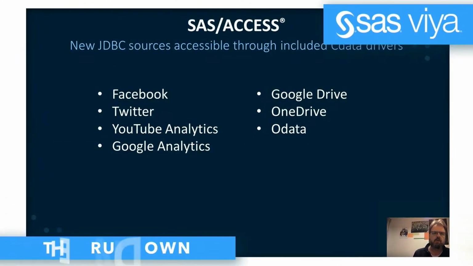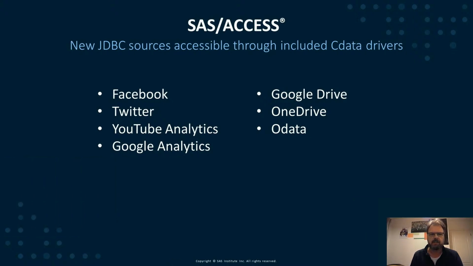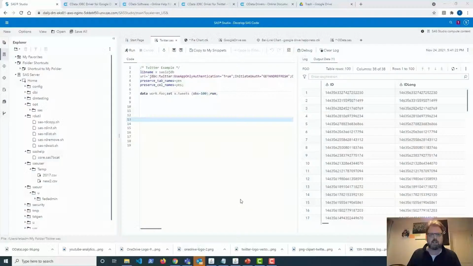We've got some great new data sources being added to the platform this month through CData drivers accessible through SAS Access to JDBC and the data connectors. You can now access data from Facebook, Twitter, YouTube Analytics, Google Analytics, as well as data stored in Google Drive and OneDrive, and OData for those favorite RESTful services. So let's take a brief look through some of those new drivers.